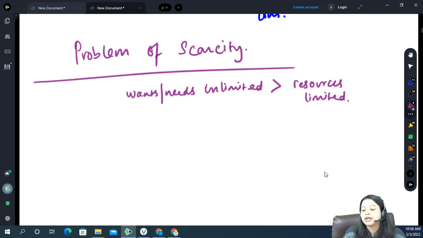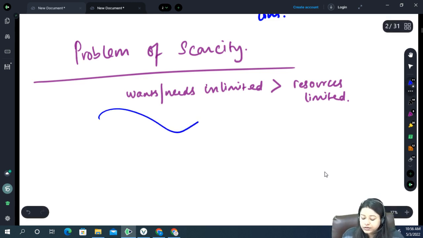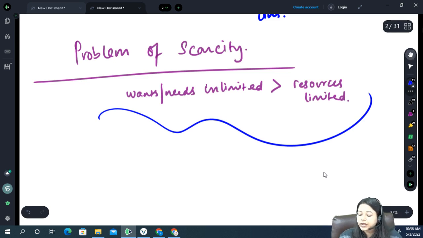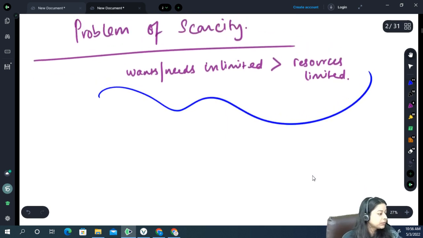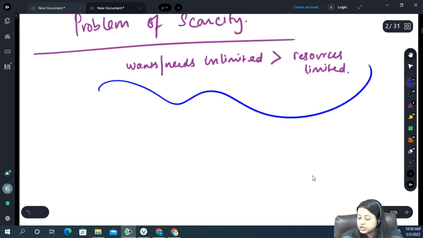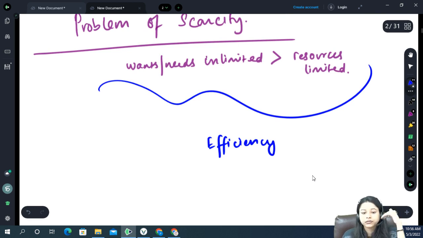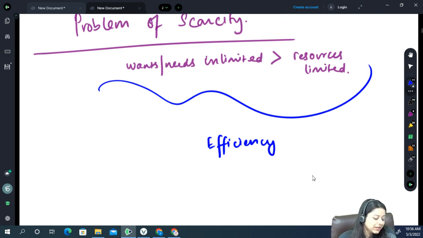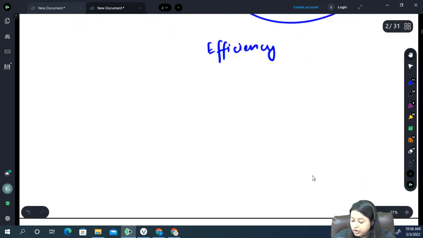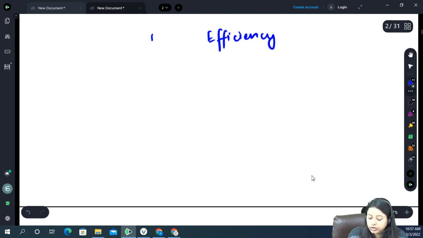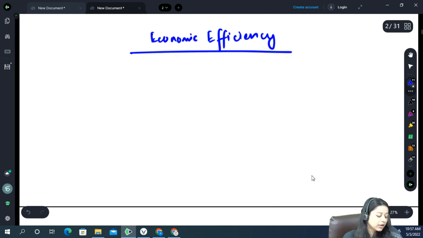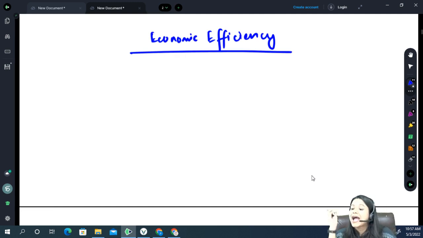So now this is the problem. How are economists dealing with this entire problem? There is something called efficiency. What is efficiency? We'll be talking about different efficiencies. Firstly, there are 3 different words that we'll be learning. Firstly, we'll be learning about economic efficiency.